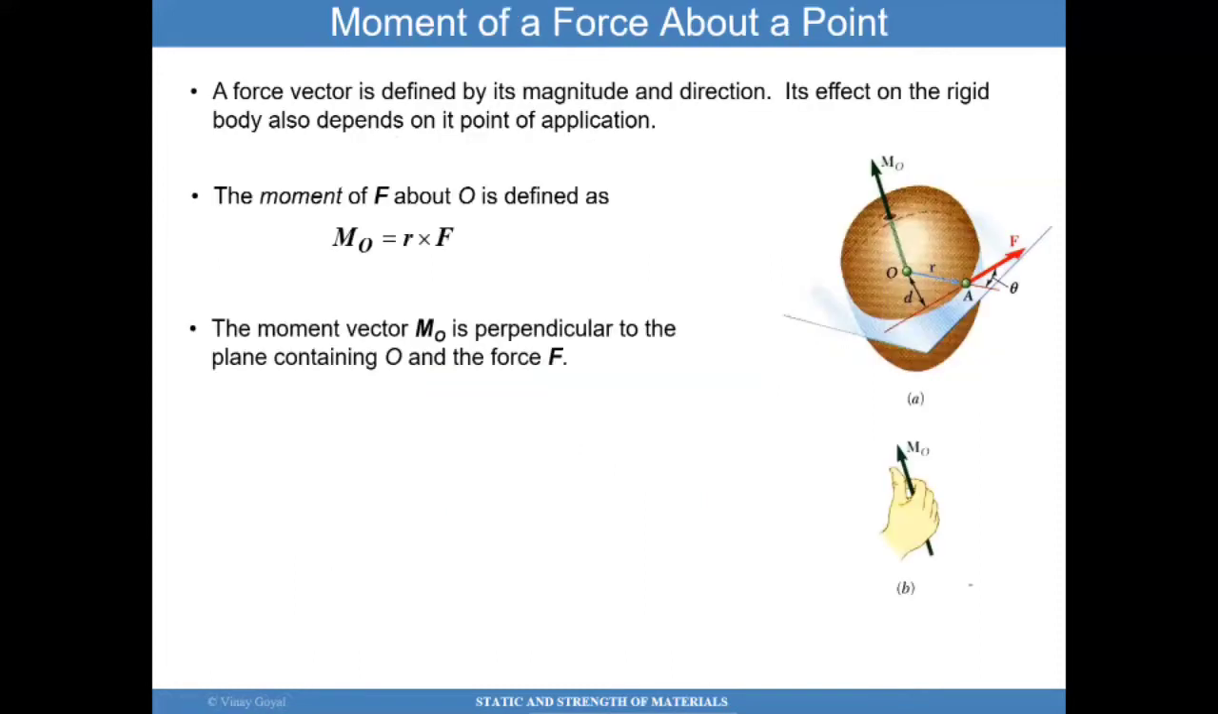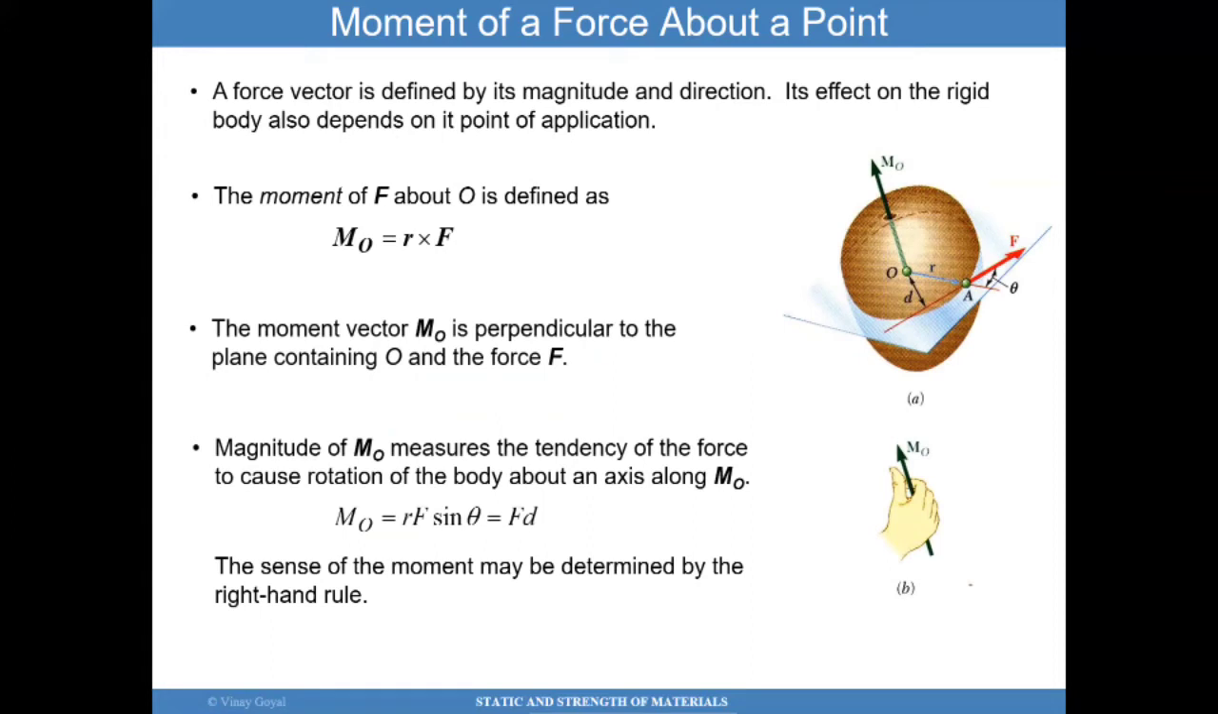So what about a more generic problem? What about a more complex problem where it's not clear that you can do this calculation in a simple way? Moment is a vector. Moment can be represented by a vector. And if you recall, a force vector is defined by its magnitude and direction. In this case, this force is oriented in some direction and has a magnitude. And its effect on the rigid body also depends on its point of application.